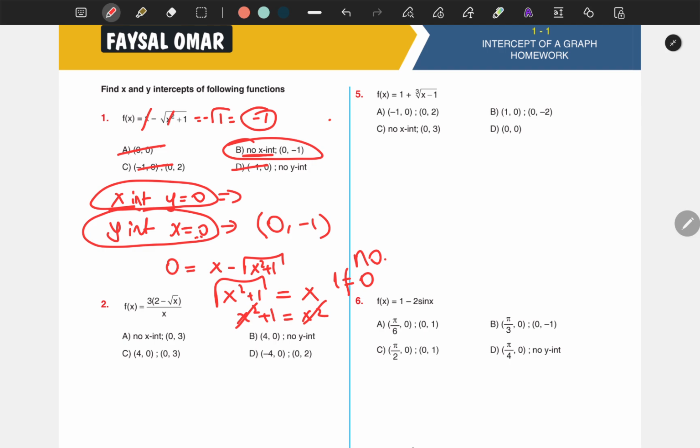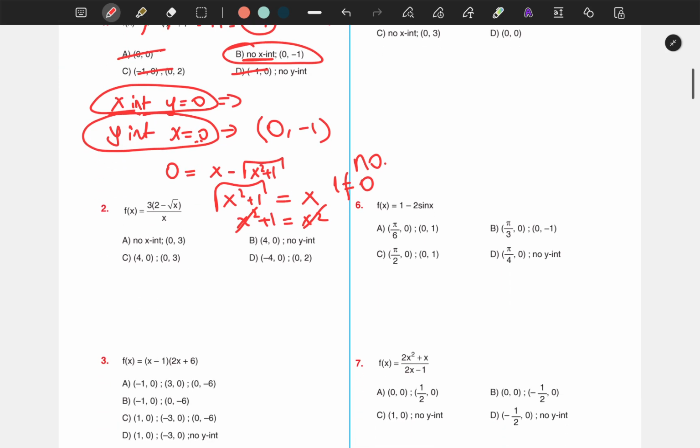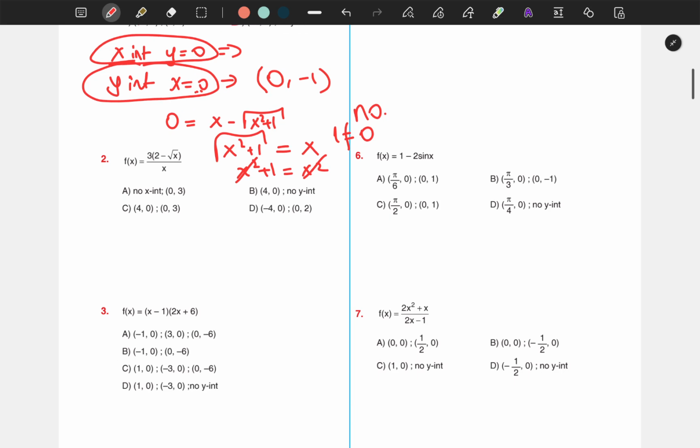But in my opinion, guys, you don't have to do that much operation. Go by option, it is the best way. Second one, again, let me try to find x and y intercept. Look guys, I want to start from any option. We have 0 and 3, and 4 and 0.